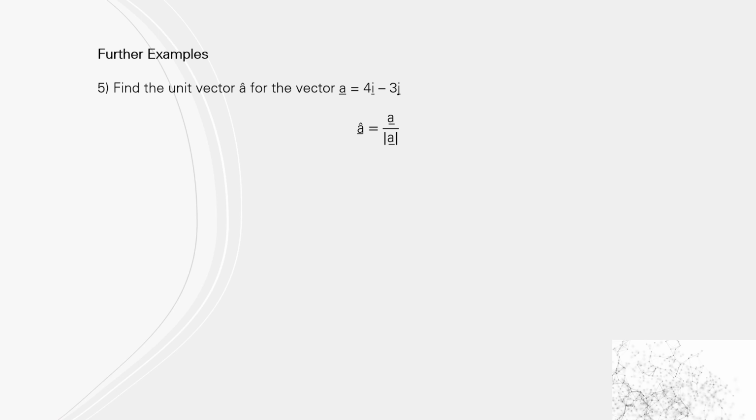For the 5th one, how to get a hat. So remember that is the vector divided by the length of the vector. So this allows us to find the unit vector. That's what we're trying to find. The a hat is the unit vector. So the length first is the square root of 4 squared plus minus 3 squared. So the length is 5. So you can divide by 5, or multiplying the original vector by a 5th, you get 1/5 of 4i minus 3j. That is the unit vector.